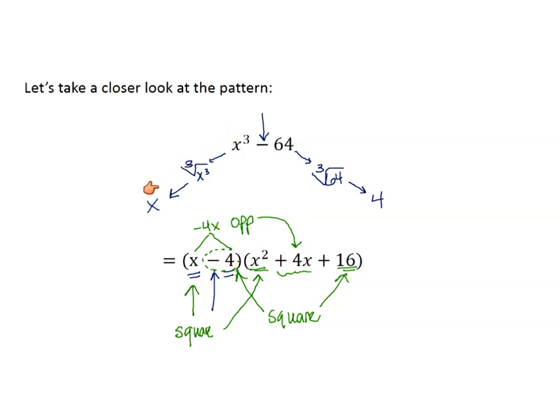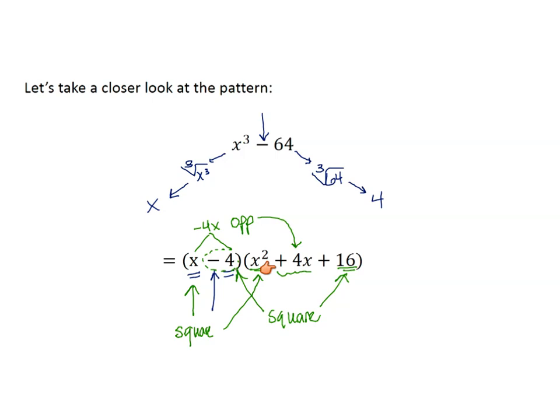I took the cube root of x cubed and got x. I took the cube root of 64 and got 4. So that gave me my first two values. X goes here, 4 goes here, and the sign that I started with, the minus, is the sign that's in between. Then from here, I square this value, and I get my first term in the trinomial. I square this value, and I get the last term. And then I multiply and take the opposite to get the middle term.